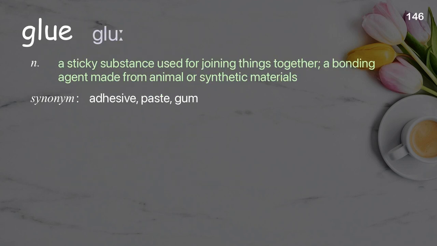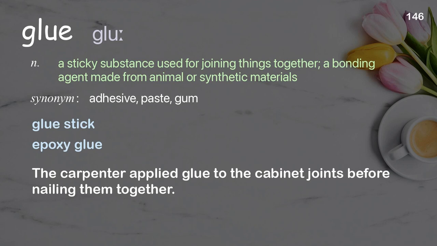Glue. A sticky substance used for joining things together, a bonding agent made from animal or synthetic materials. Examples: glue stick. Epoxy glue. The carpenter applied glue to the cabinet joints before nailing them together.